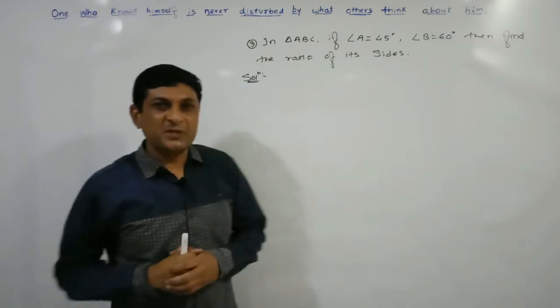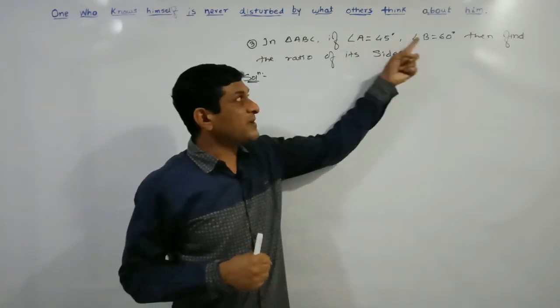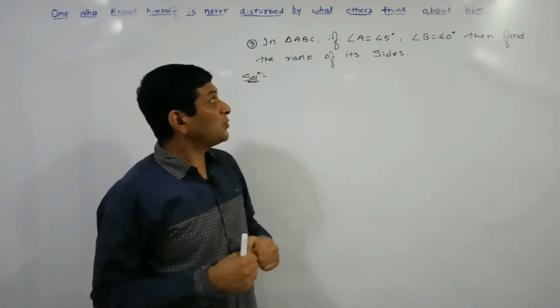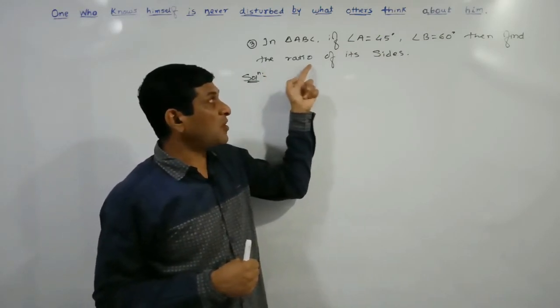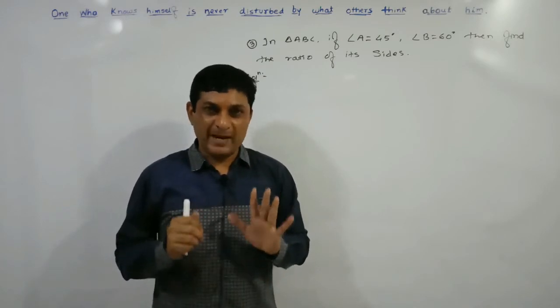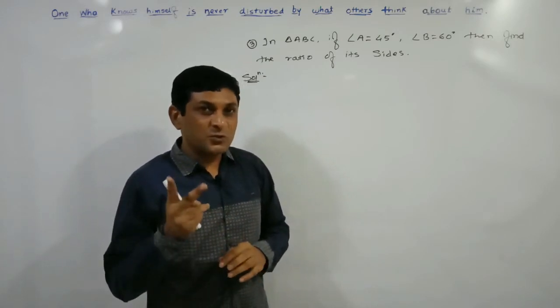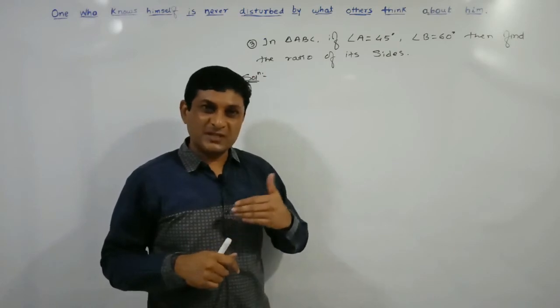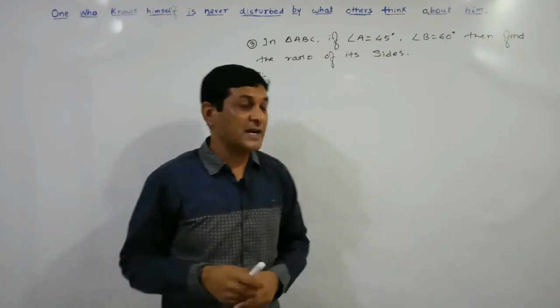See, in question number 3, 2 angles of a triangle are given to us and the question is to find the ratio of its sides. So to find the ratio of the sides we are applying the sine rule. But here 2 angles are given to us. So first let us try to find the third angle of this triangle.